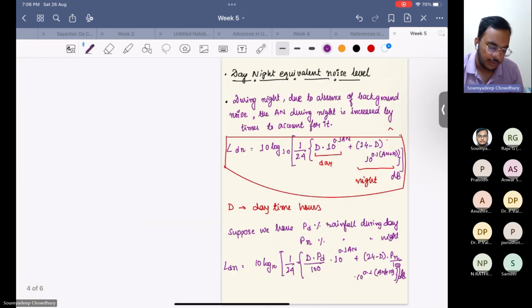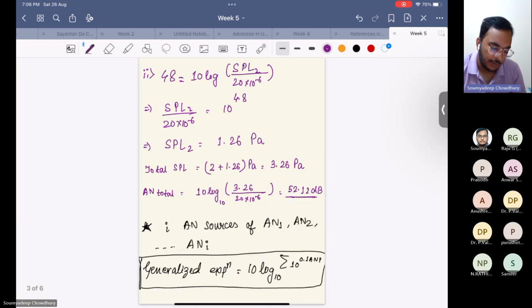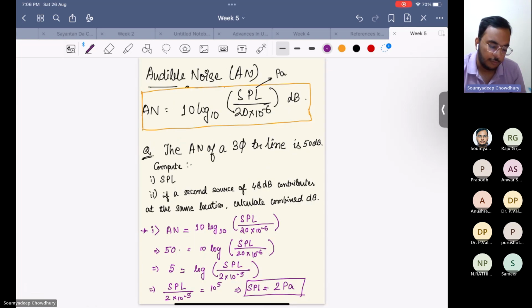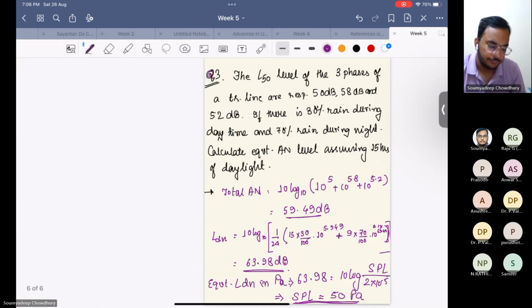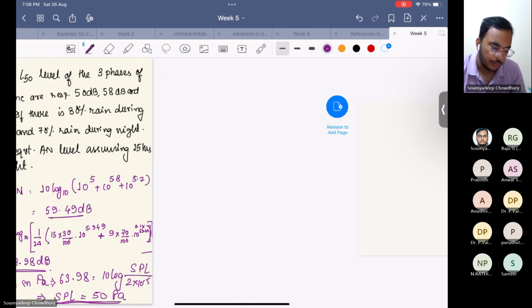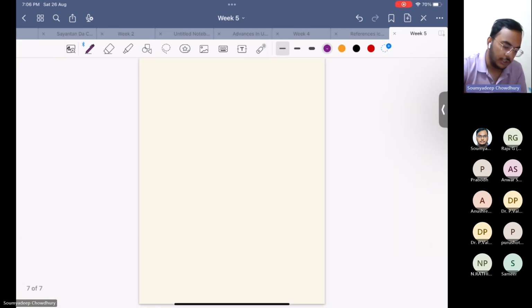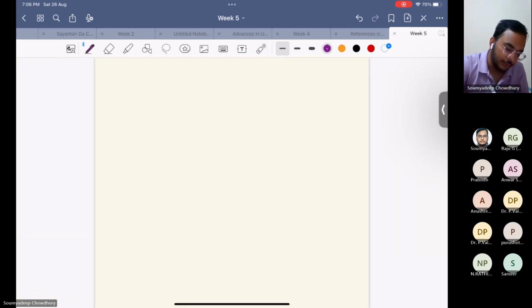Okay, so this was all about the audible noise part. Next, I'll be moving to another topic, which is called radio interference voltage. In short, we call it RIV.